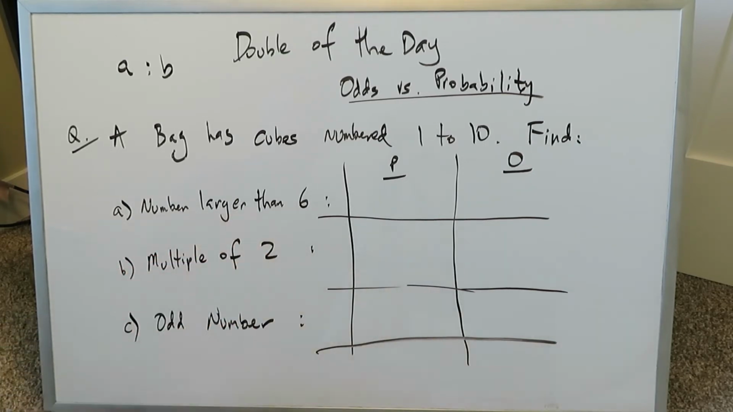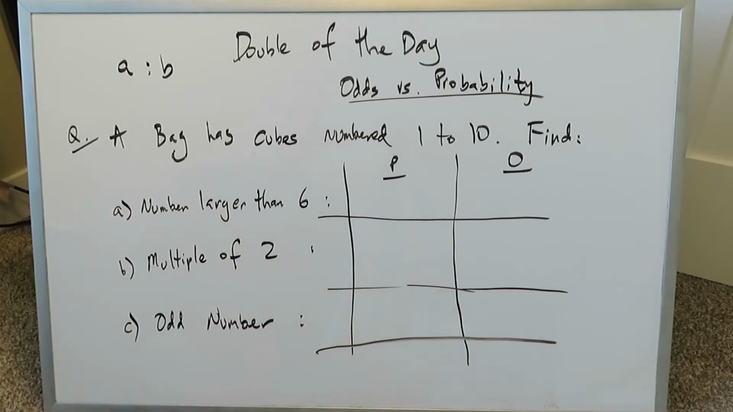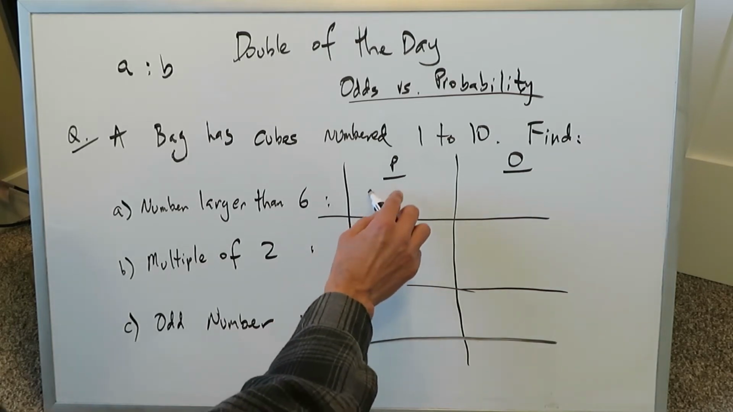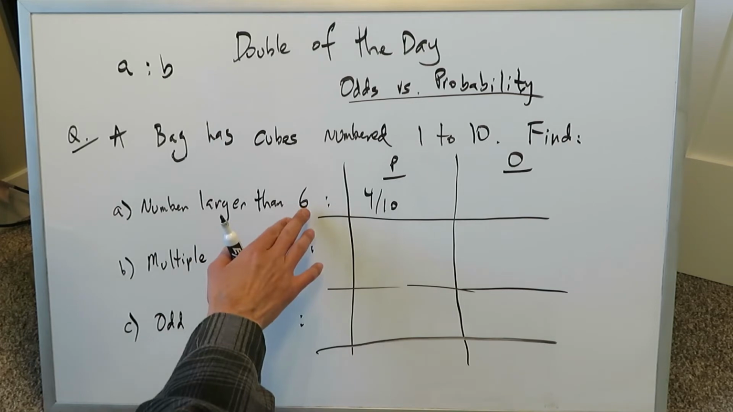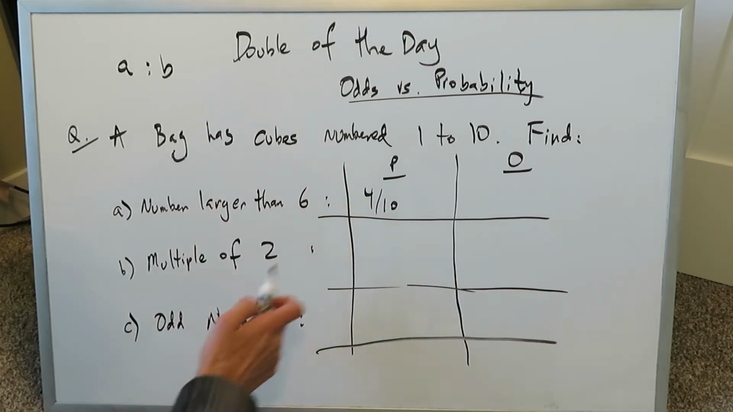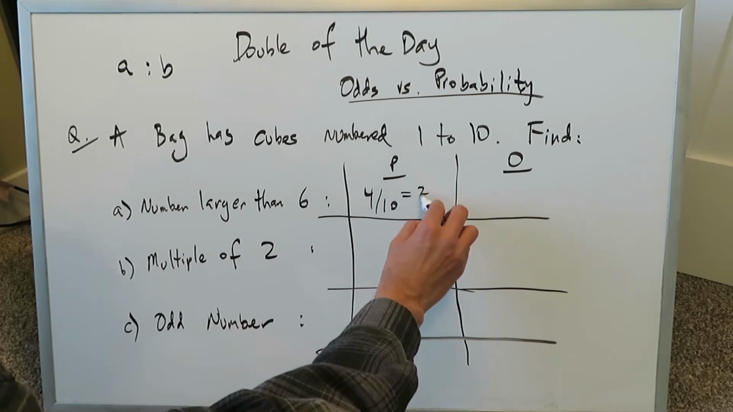Number larger than 6, that is, you pick up a cube and the number is larger than 6. Well, you have 4 numbers larger than 6: 7, 8, 9, 10. That leaves you 4 possible choices. We'll do probabilities in each case. You have 4 here out of a total selection of 10 cubes. So your answer would be 4 out of 10, or you can simplify it as 2 out of 5.